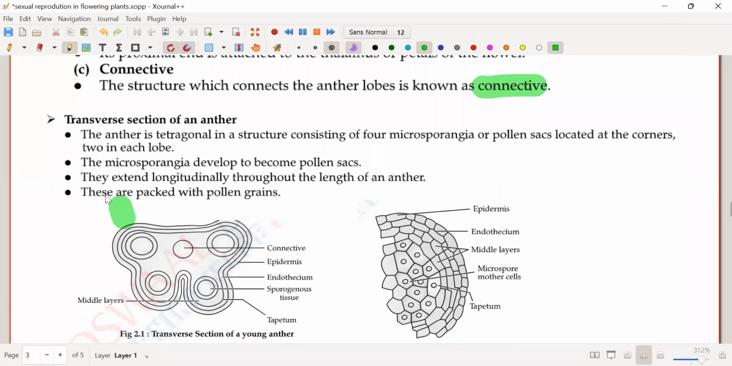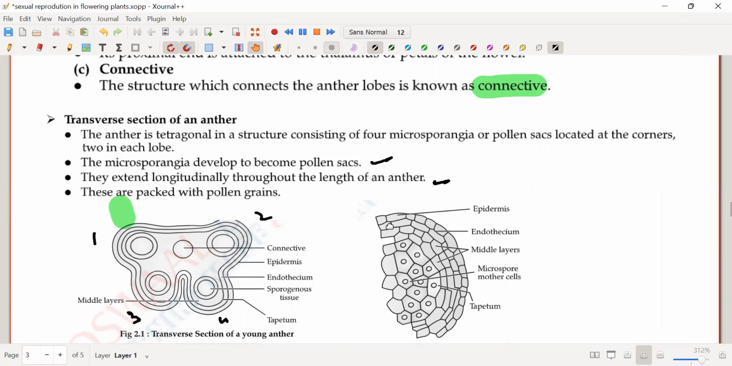And what would the transverse section of the anther be? The anther is tetragonal in structure, four-sided, consisting of 4 microsporangia: 1, 2, 3, and 4. A pollen sac is located at the corner of each lobe. The microsporangia develop into pollen sacs. They extend longitudinally throughout the length of the anther. They are packed with pollen grains. Pollen grains would be here, right?